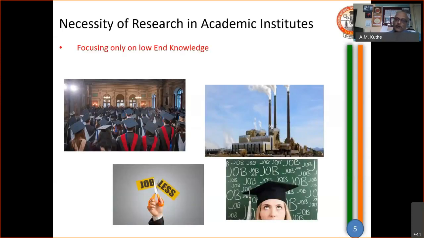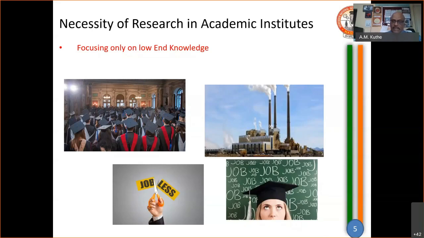Now, when you focus only on the low end knowledge, what happens? More and more graduates turn out. All these graduates then look at the traditional industries for jobs. Jobs available with such industries are fewer. Hopefully, that leads to jobless graduates, and ultimately you will find that the graduates turning out go on hunting for jobs, and finally the whole system, especially the education system, gets disturbed.